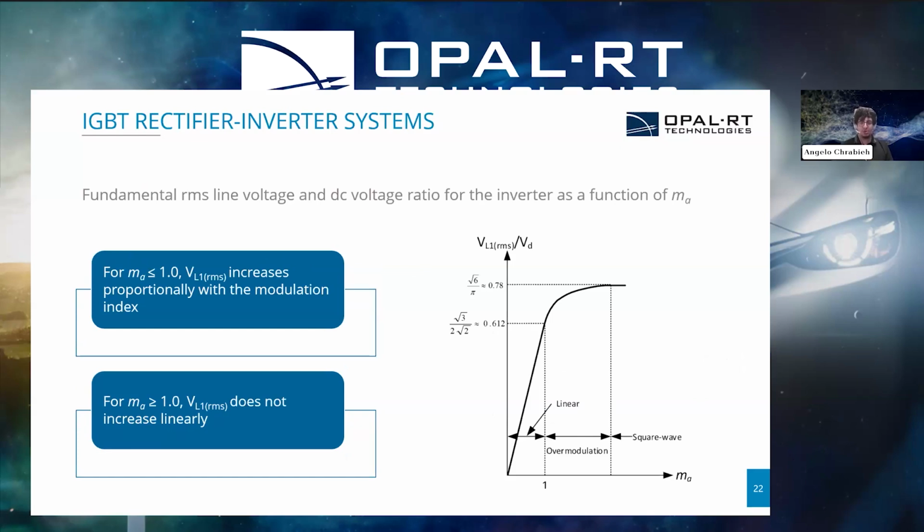We can see how the fundamental RMS line voltage varies while varying the modulation index MA. So for MA less than 1, the fundamental RMS line voltage increases proportionally with the modulation index. Over modulation, when MA is greater than 1, the fundamental RMS line voltage does not increase linearly.